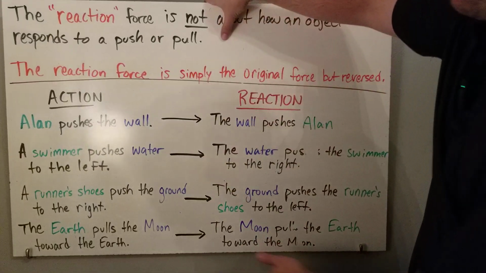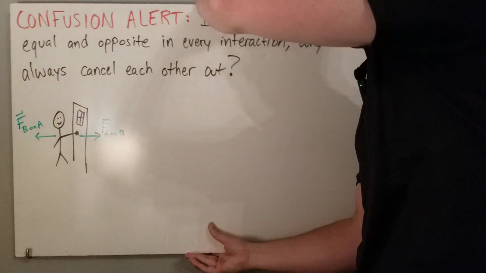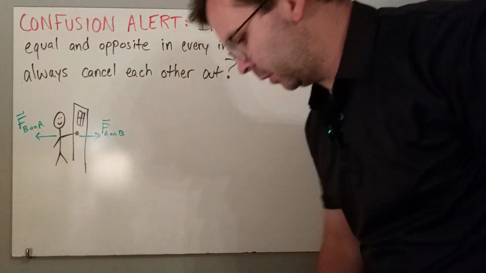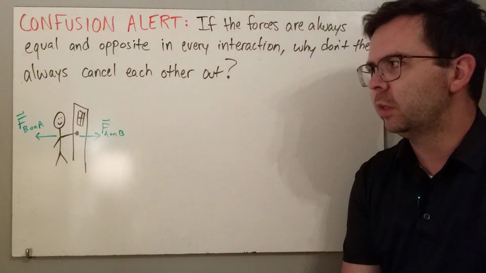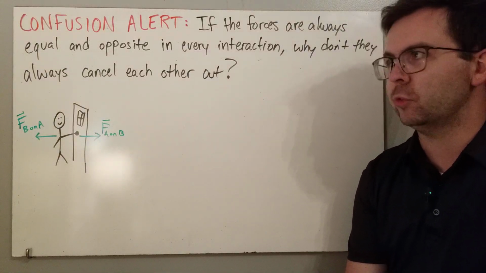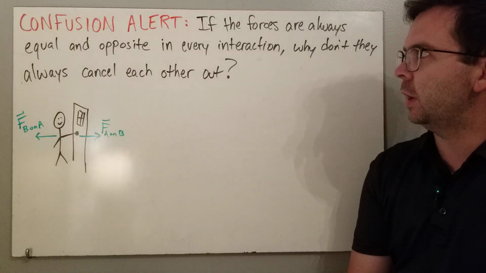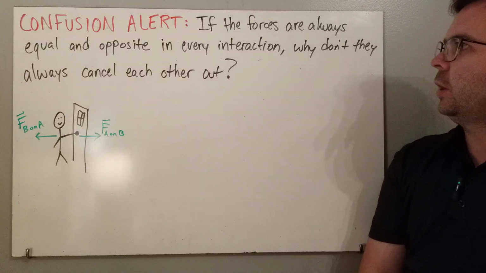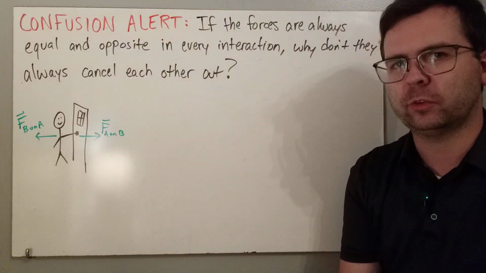So I wanted to end this video with a question that I want you to think through, because if you're not thinking, then you're not learning. This is an area of confusion a lot of times when it comes to thinking about forces and their reaction forces. If the forces are always equal and opposite in every interaction, why don't they just cancel each other out? If they're equal and opposite, don't they just cancel out?